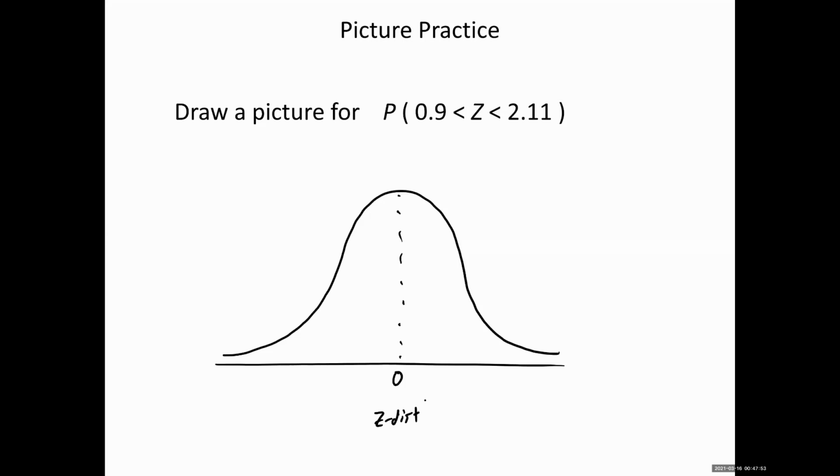Now, both these numbers are positive. If one of them had been negative, you'd have to put it on the left side of 0, but they're both positive. So 0.9 is somewhere on the right side of 0. 2.11 is positive, and it's bigger, so it's even more to the right. So you put 2 tick marks there, one at 0.9 and one at 2.11. And then you go up to the curve, 0.9 up to the curve, 2.11 up to the curve, and then you shade between them. This is the notation for between. So you shade below the curve, above the x-axis, between these numbers. So the picture should look something like that.